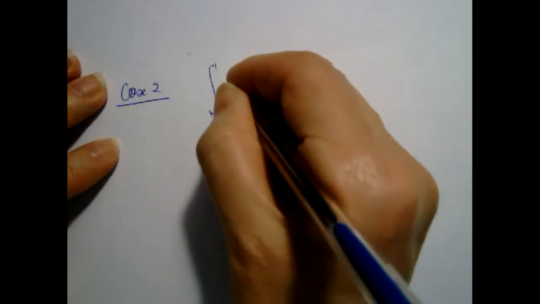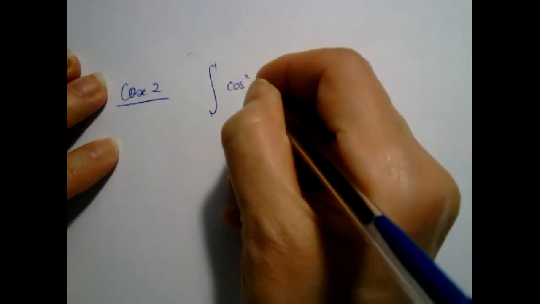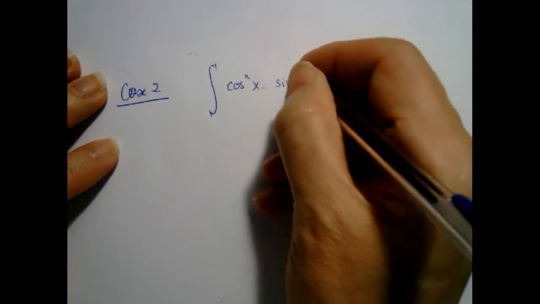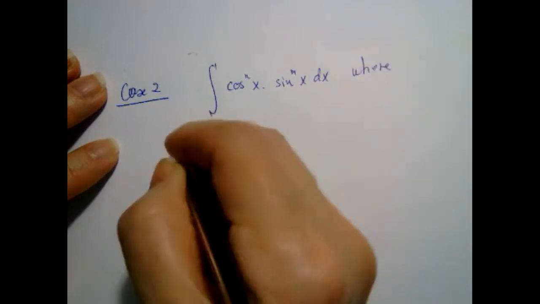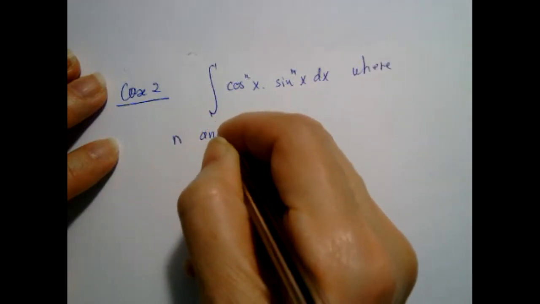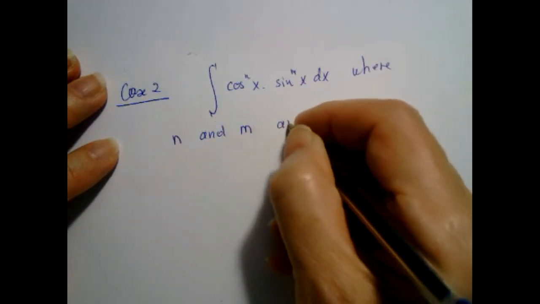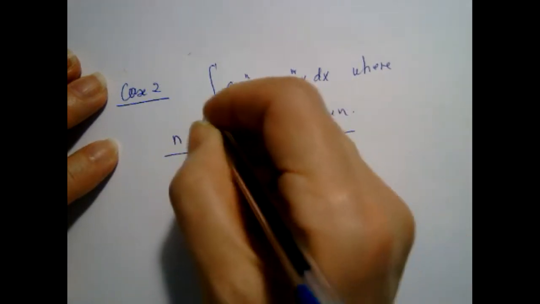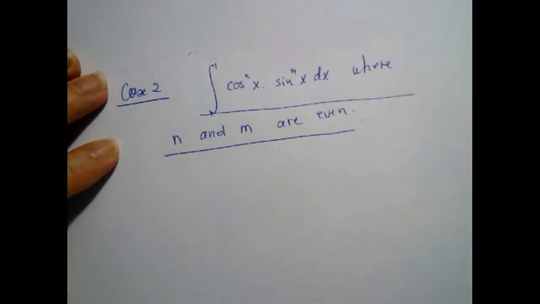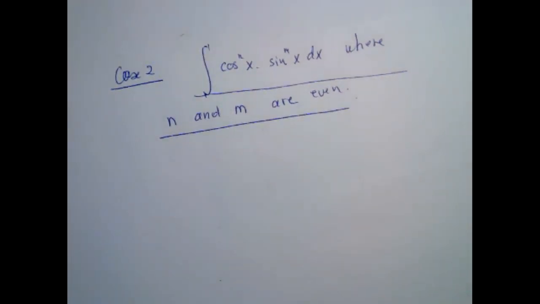integral of the 4 cosine nx, where n and m are even, and there is an "and" in here. It means both of them even, not one of them. Both of them are even. Okay, all right. So how do we do that in this case?